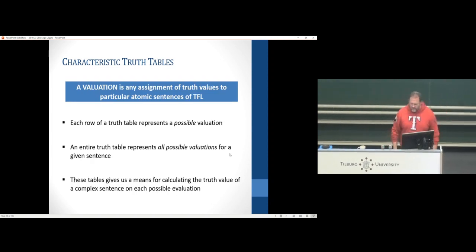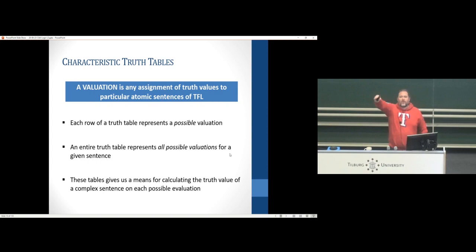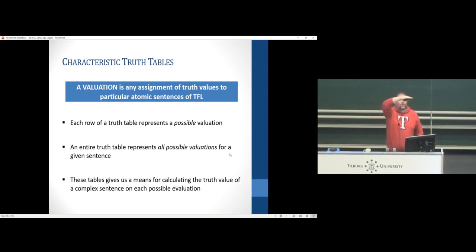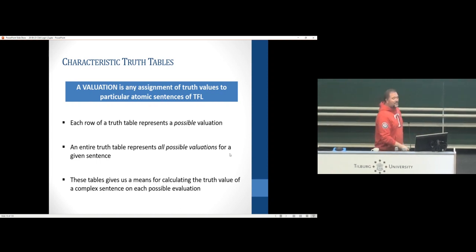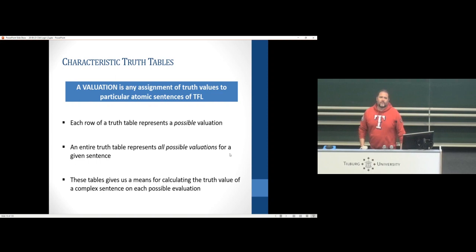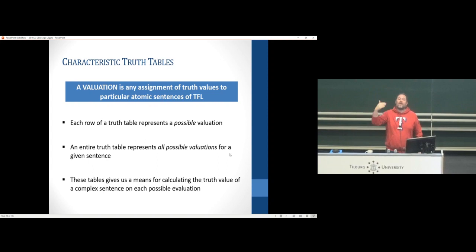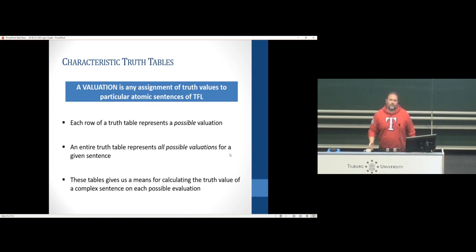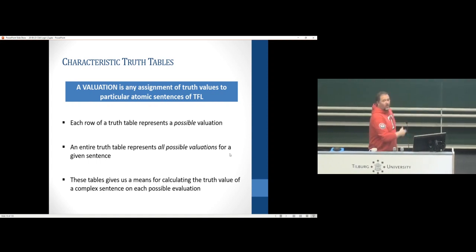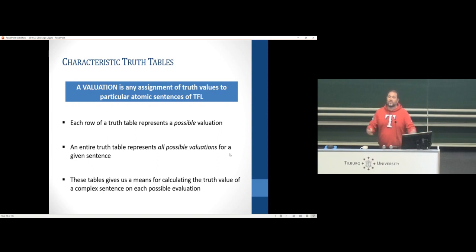And the core is going to be the rows. Again, rows go across, columns go up and down. Each row is going to be what we term a valuation. A valuation is an assignment of truth values to particular atomic sentences. So we're going to say, okay, let's have A be true, B be false, and C be true. There's one valuation. Similarly, we could just say, let them all be false. Valuations are what our whole table is going to be built of. Each row is one valuation, a possible valuation in our space.